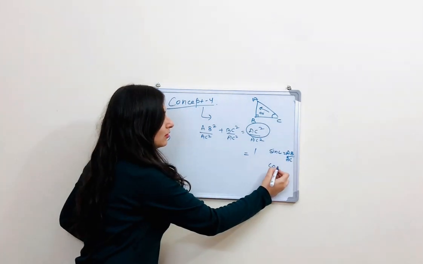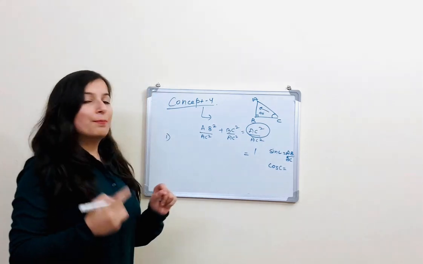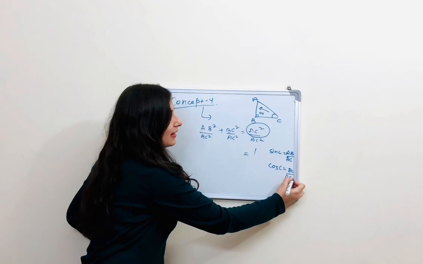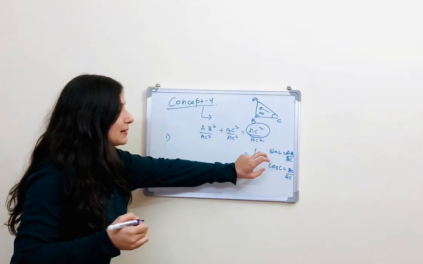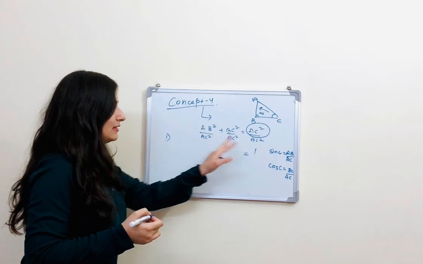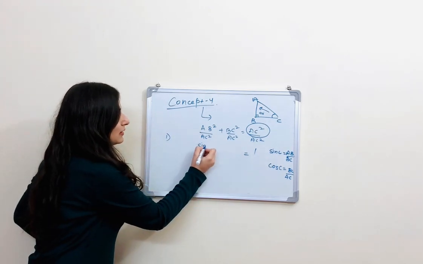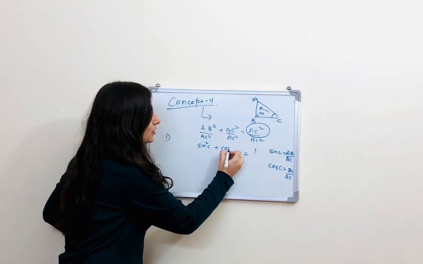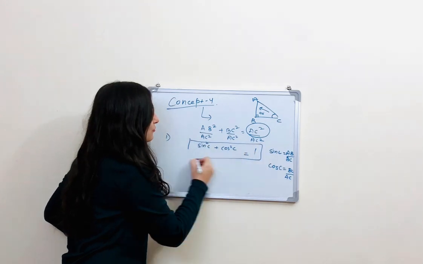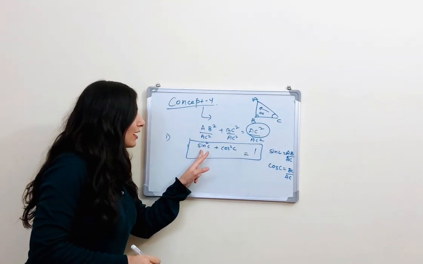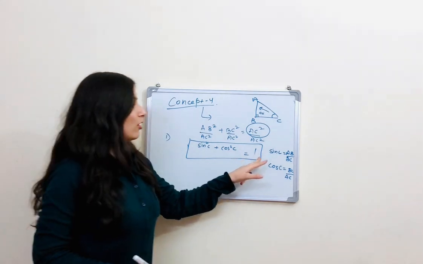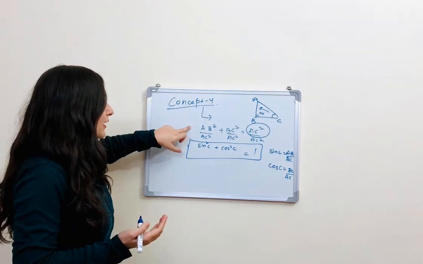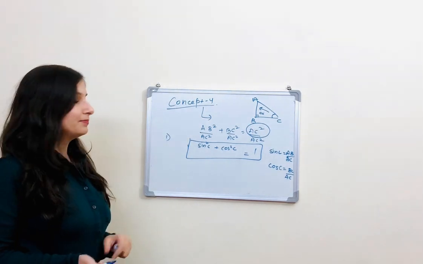Similarly, cos C is base upon hypotenuse. Base is BC and hypotenuse is again AC. If I simply substitute AB by AC is equal to sine C, this will become sine square C because it is being squared. Similarly, this will become cos square C. And this is our first identity, which is square of sine C plus square of cos C will always give us 1. So this is the first identity that we have concluded from Pythagoras theorem.